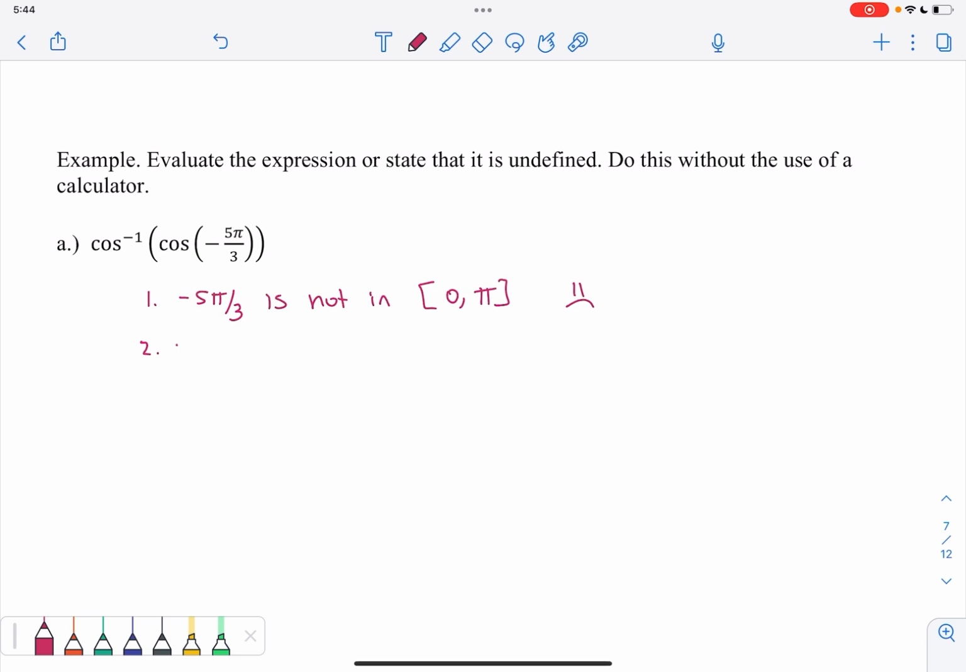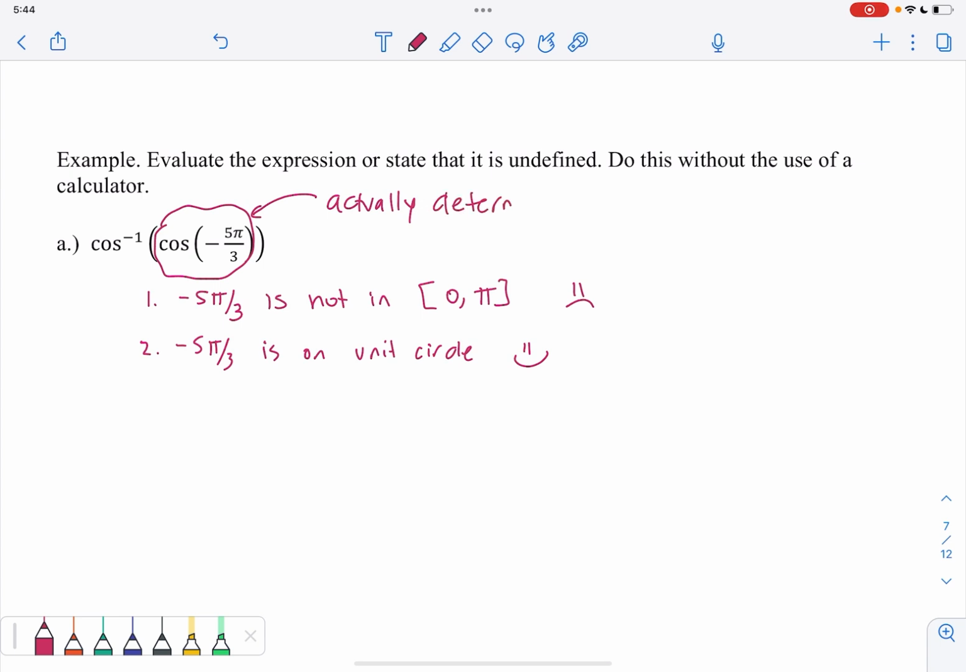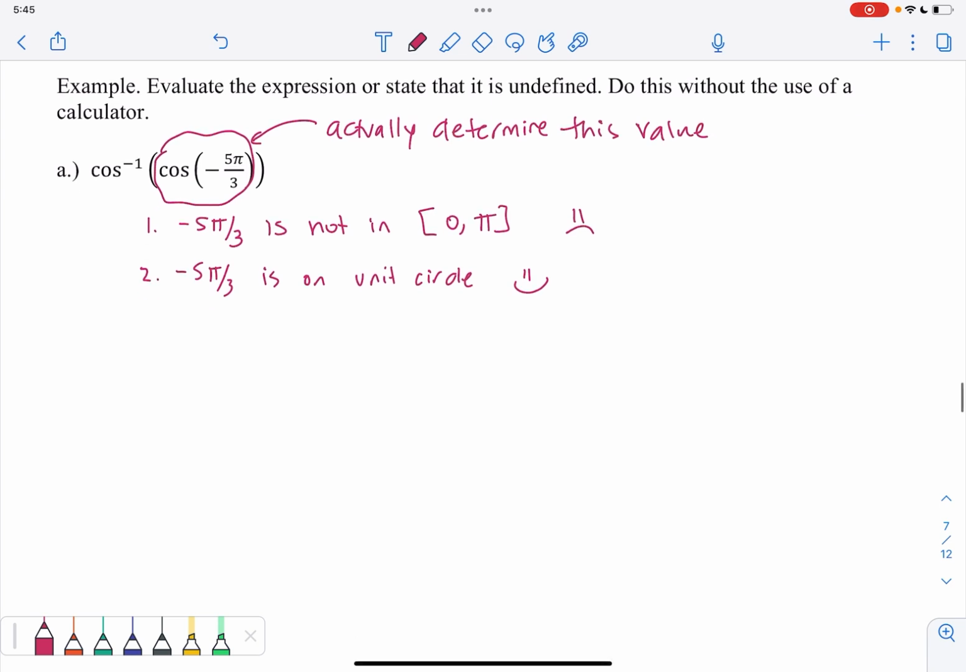But what I do see is negative 5 pi over 3 is on the unit circle. That's good. Because now I can just do this by doing cosine of negative 5 pi over 3 and actually finding out what this value is. So I'm actually going to be able to determine this value. By this value, I'm talking about cosine of negative 5 pi over 3. Okay, so let's take a look.